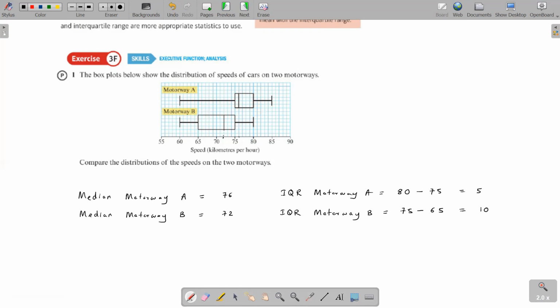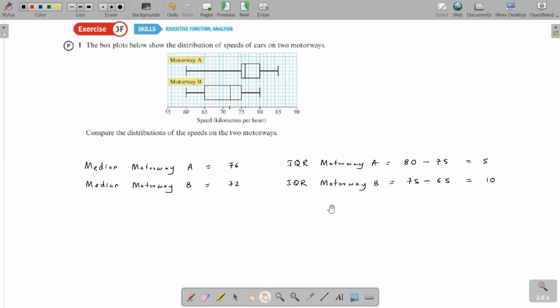Okay, so now let's go for the comparison. Since we have calculated the median and the spread of speed, all we need to do now is to write the comparison. We will be comparing the measure of location using the median, and the measure of spread using the interquartile range. So what do you write here? You can write motorway A, right? You can see motorway A has a higher median speed compared to motorway B.